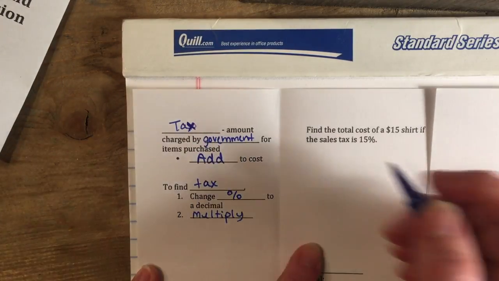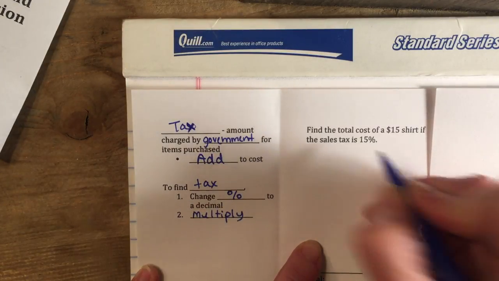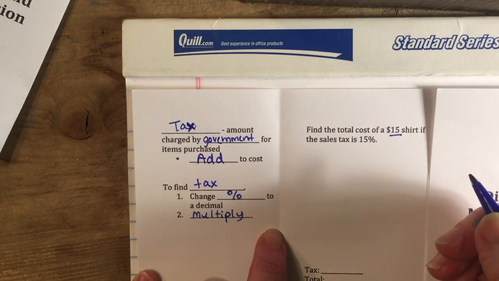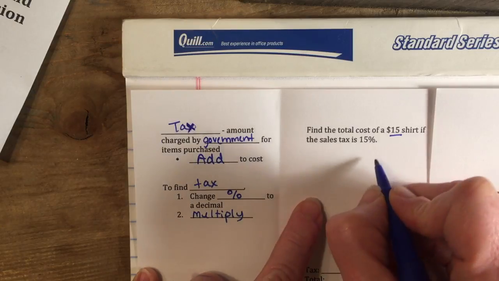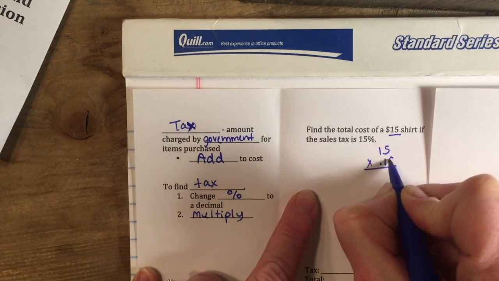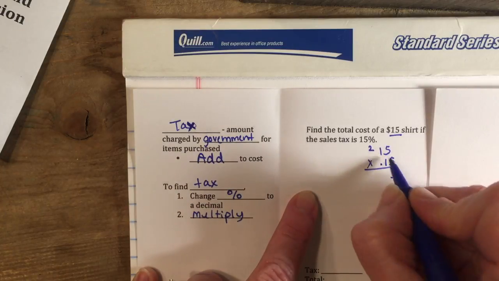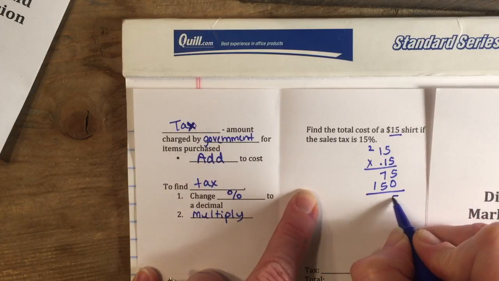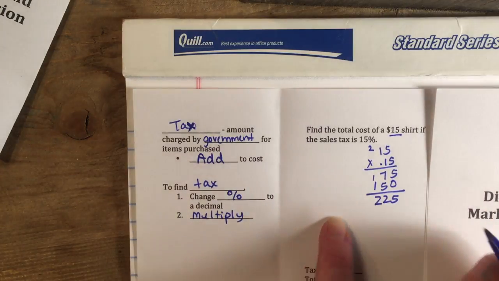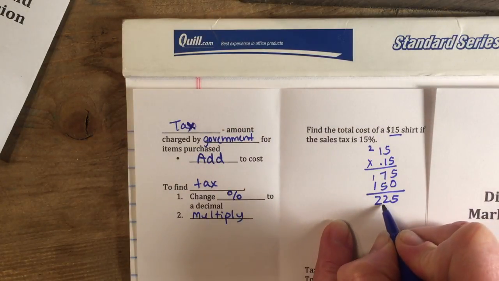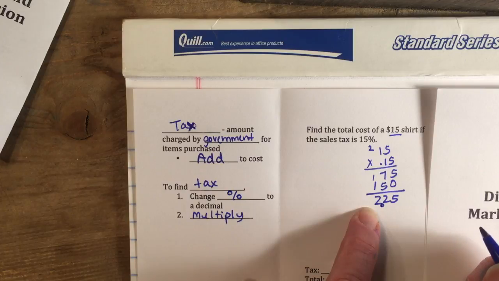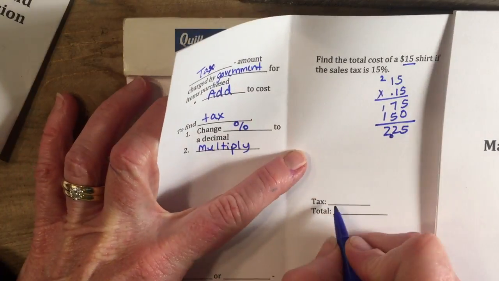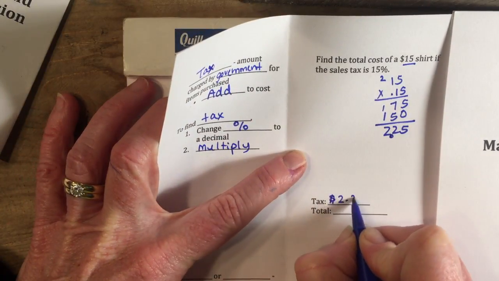So I'm going to follow these steps, change my percent to a decimal. So I'm going to move it over, remember, 2 places, so 0.15, and then I'm going to multiply it times the cost or times the price. So $15 times 0.15. 5 times 5 is 25. Carry your 2. 5 times 1 is 5 plus 2 is 7. Start with a 0. 1 times 5 and 1 times 1. And then remember, I've got 2 decimal places here, so I need to have 2 decimal places over here. So 2.25. So this is money, right? So what I'm really saying is the tax is $2.25.